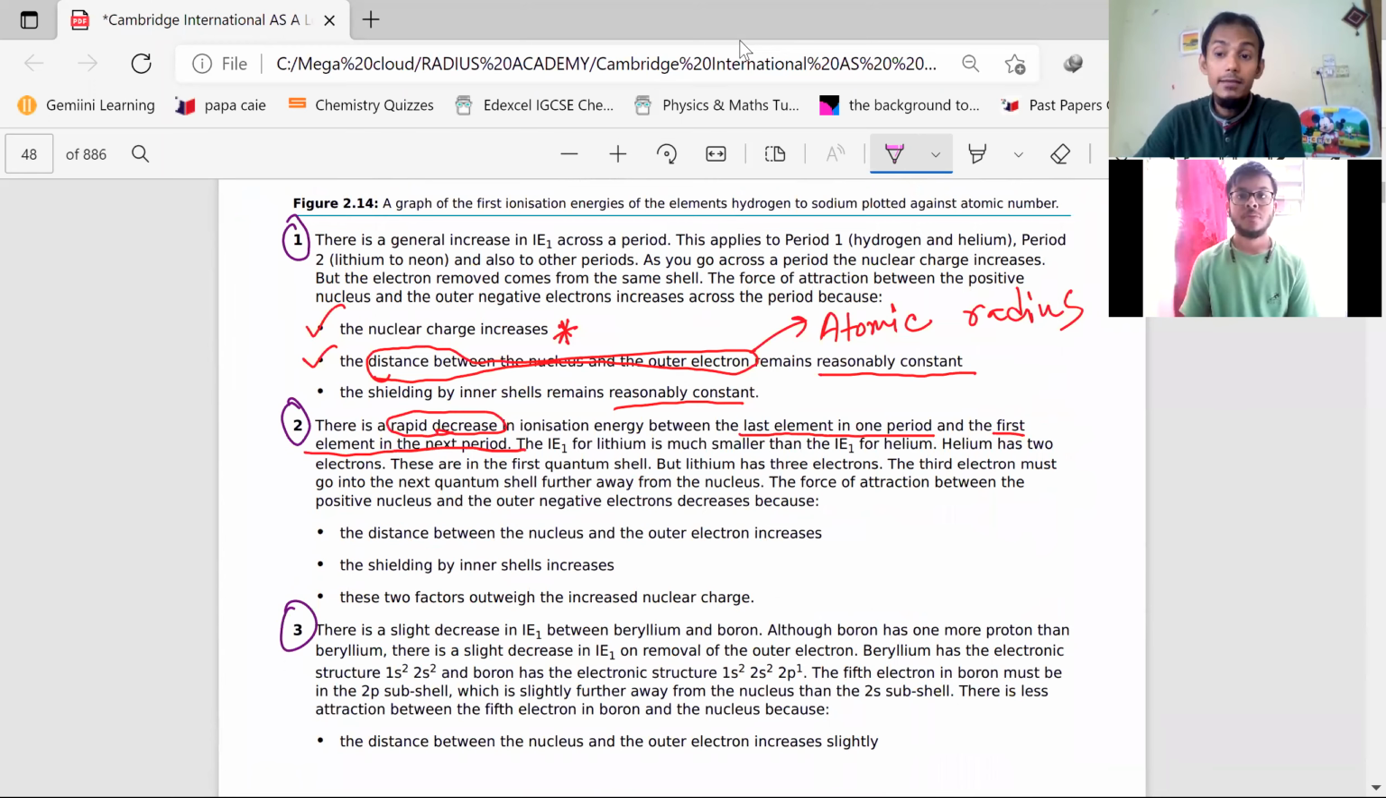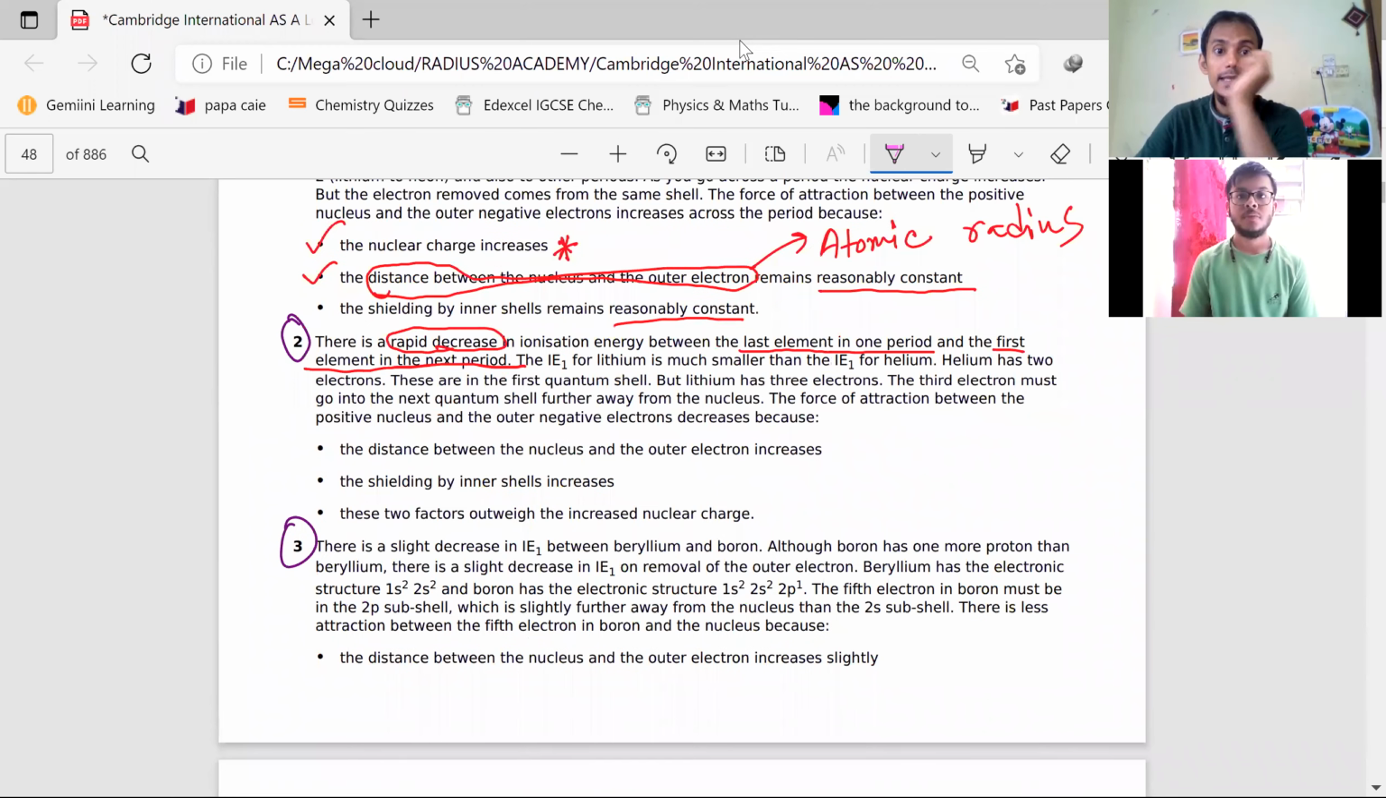Why? Again, those 3 points will come. The distance between the nucleus and the outer electron increases. And this is the main cause. Because তুমি দেখো helium is 1s2 and lithium is 1s2, 2s1.